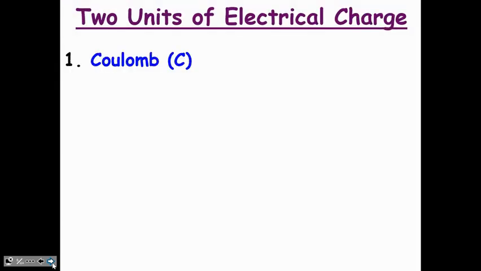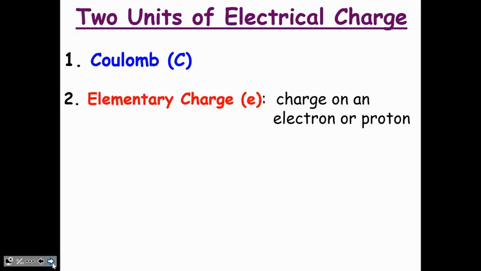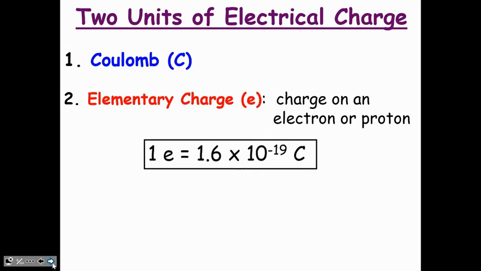The two units of electrical charge are the coulomb, which is the SI unit of charge, and the elementary charge, which is the charge of an electron or a proton. So when you say that a proton has a charge of +1, what you're really saying is the proton has a charge of +1 elementary charge. One elementary charge is equal to a teeny tiny fraction of coulombs. So coulombs are a much bigger unit of charge than elementary charge. We use coulombs as the SI unit for charge in calculations because it's more useful for large quantities of charge.